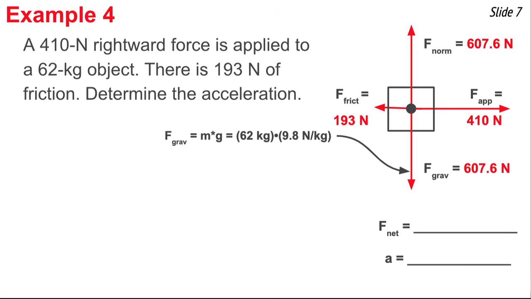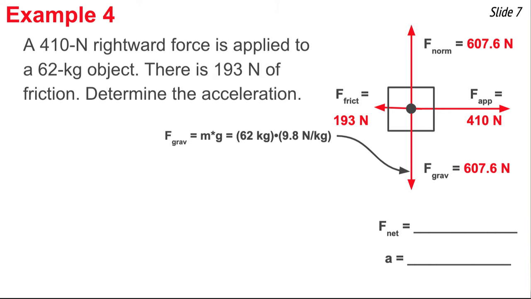We also have a force of gravity, and since the object encounters friction, it must be on some sort of surface. There's got to be a normal force. We can now calculate the force of gravity by going the mass of 62 kilograms times 9.8. The value is 607.6 newtons.